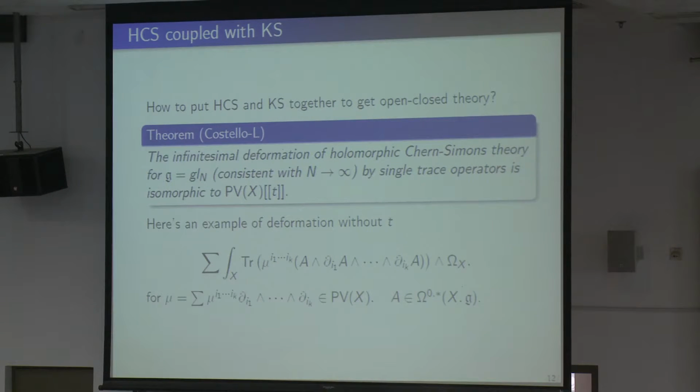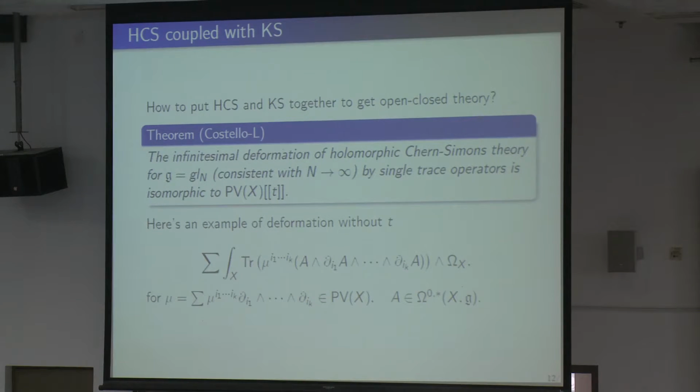The first hint is the following calculation that I did with Costello. You start with this holomorphic Chern-Simons, let's say with some general linear group, GL_N, and you try to deform this holomorphic Chern-Simons by single trace operators, consistent with gauge transformations and so on, and also consistent with N very large. You can show this deformation is exactly parameterized by this space. And this space is the field content for the BCOV theory. So this is basically the first order deformation.